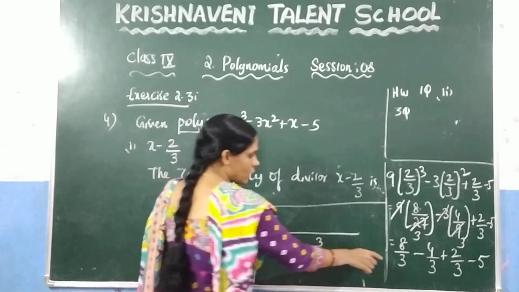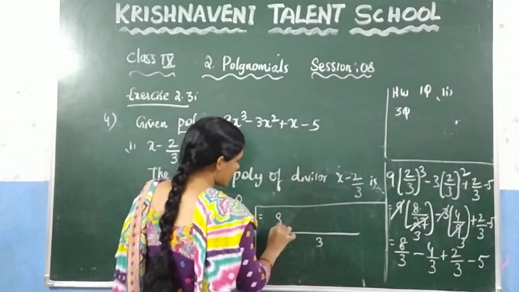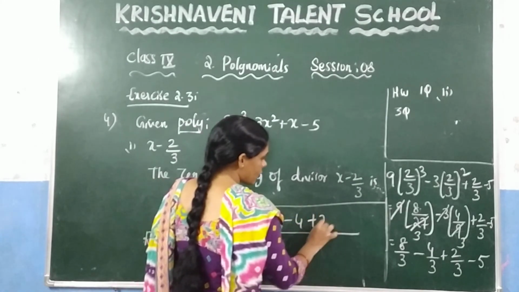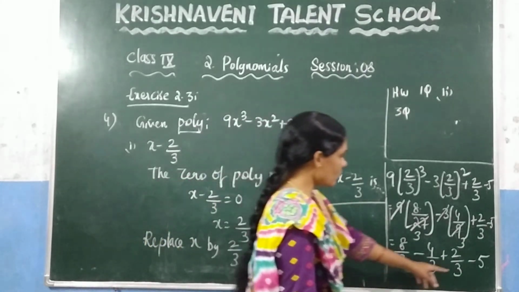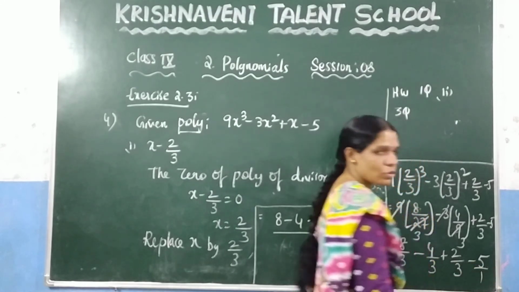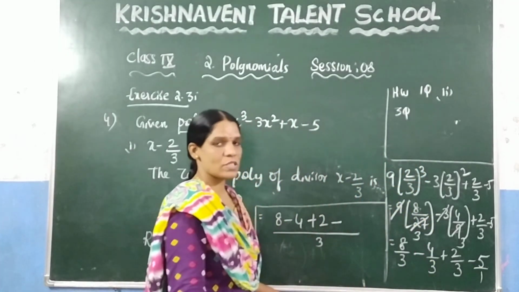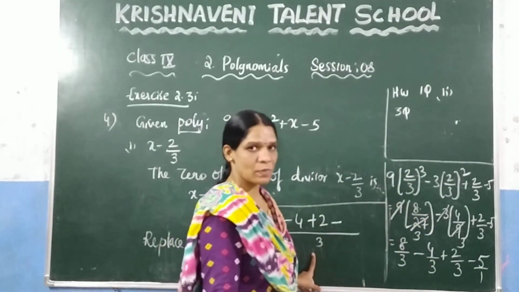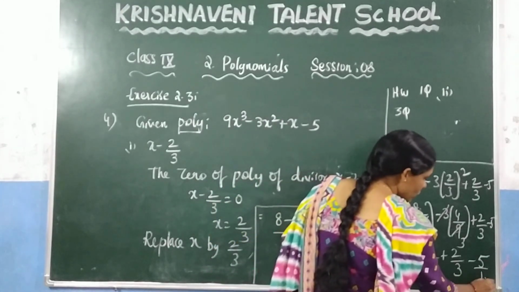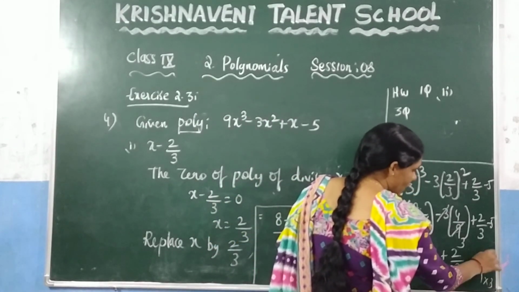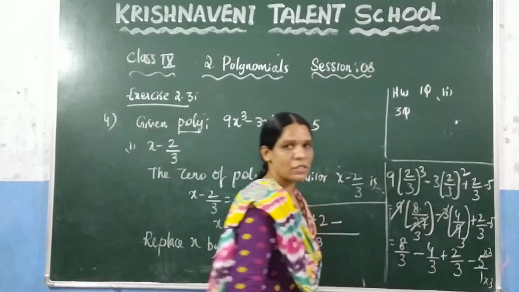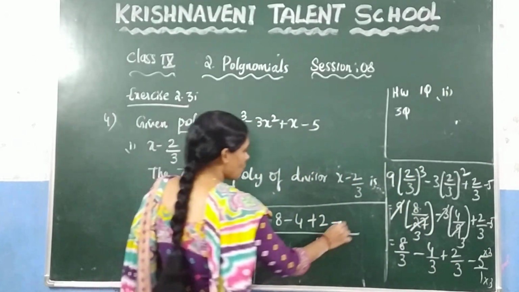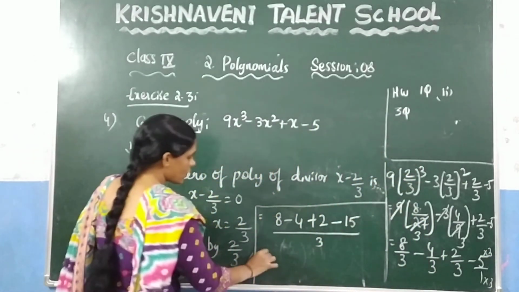And since the 3 is there, you can write the numerators as it is, 8 minus 4 plus 2. And after that, here the denominator is not 3. You have to make the denominator as 3. Which number you need to multiply? You have to multiply with 3. You know that 1 into 3 is 3. Since we are multiplying here, you need to multiply to the numerator. So what you get here? Minus 15.